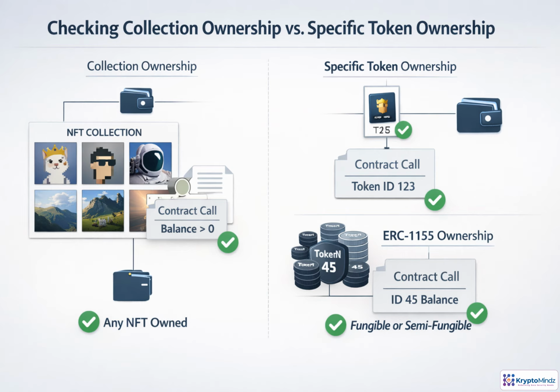The exact ownership check depends on the rule you are enforcing. If access requires any NFT from a collection, call balanceOf for the wallet and confirm the balance is greater than 0. If access depends on one specific ERC-721 token, call ownerOf for that token ID and compare the result to the wallet. For ERC-1155, ownership is tracked per token type, so check balanceOf with both the wallet and the token ID.